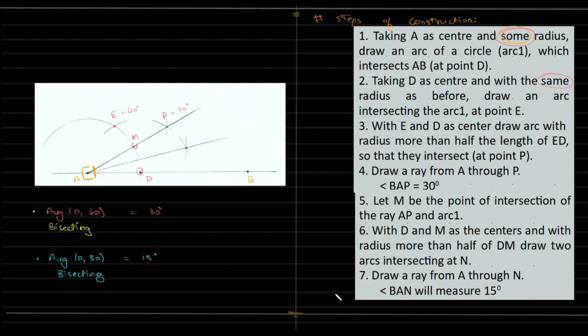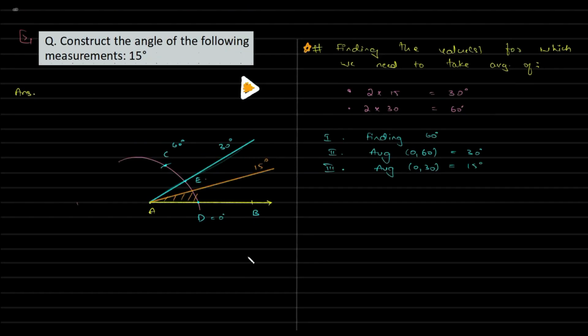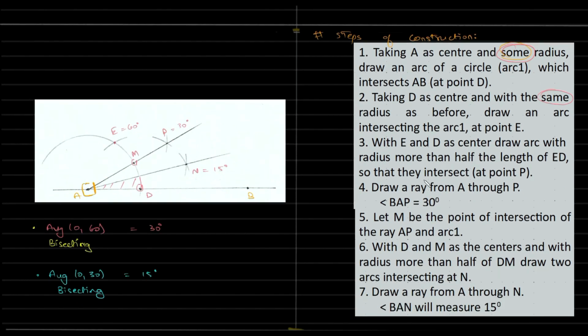Okay, so where is it? Yeah, with D and M as centers and with radius more than half of DM, draw two arcs intersecting at N. So that's our N. So this is 15 degrees. So this particular thing is 15 degrees. Okay, so this is the initial logic to finding how we have to go about drawing 15 degrees. And these are your steps of construction.